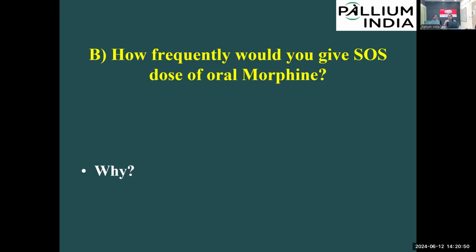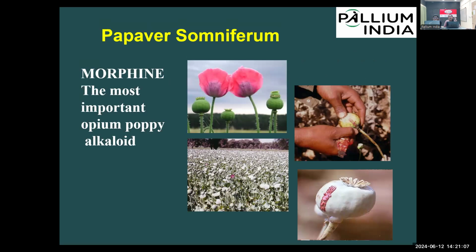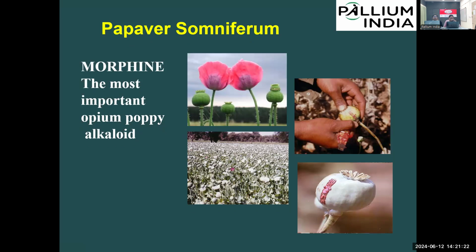But to understand this more, we need to learn a bit more about morphine. So we'll be learning a bit more about morphine. Morphine is a naturally occurring opioid and it is extracted from the opium plant named Papaver somniferum. The generic name is Papaver, and somniferum is a Latin word which means sleep inducing. Morphine is extracted from the pods of the poppy plant, and it is legally permitted to cultivate.